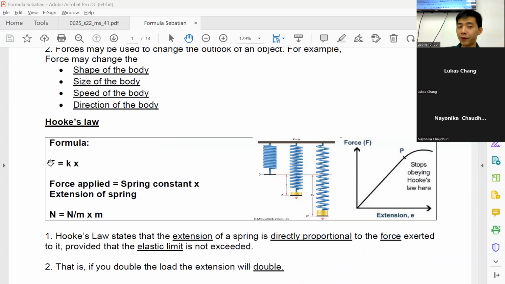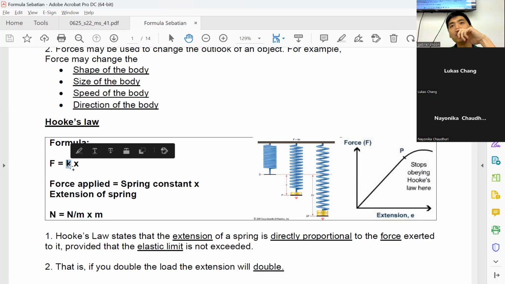The first one is definitely the formula F equals Kx. Your K was the spring constant, and the spring constant tells you what of the spring again? What does the spring constant tell you about the spring? What's the unit for spring constant again?